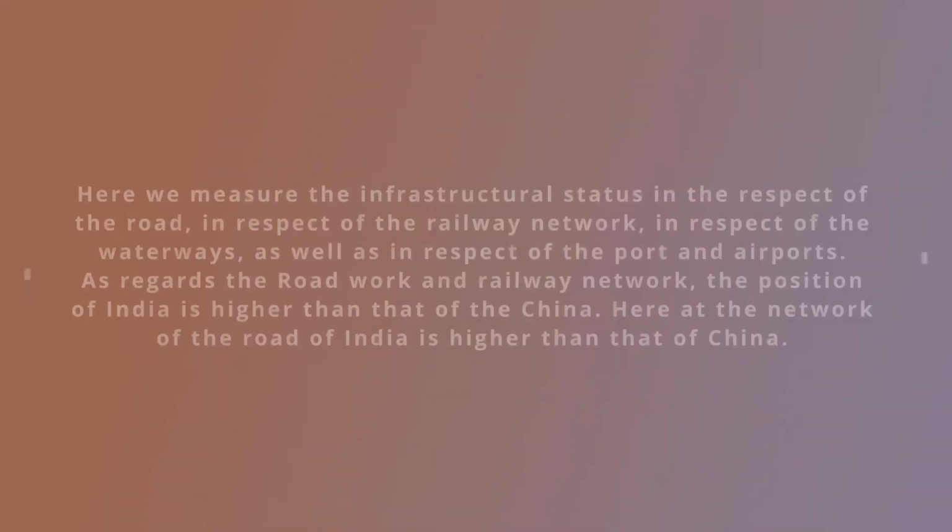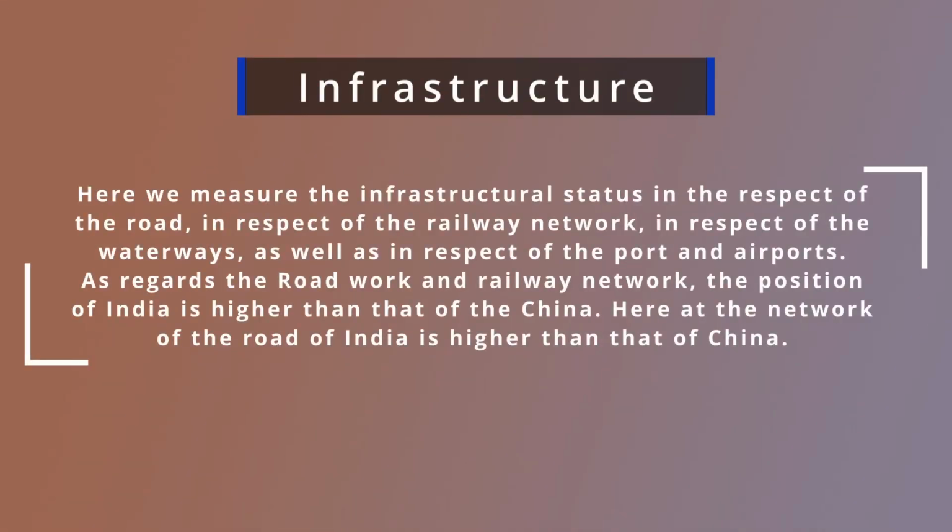Now we come to the infrastructural status of these two countries. Here we measure the infrastructural status in respect of roads, the railway network, waterways, as well as ports and airports. As regards the road network and railway network, the position of India is higher than that of China. The network of roadways of India is higher than that of China, and similarly the network of railways of India is higher than that of China.